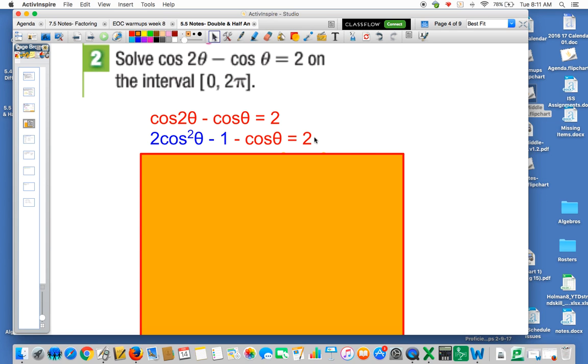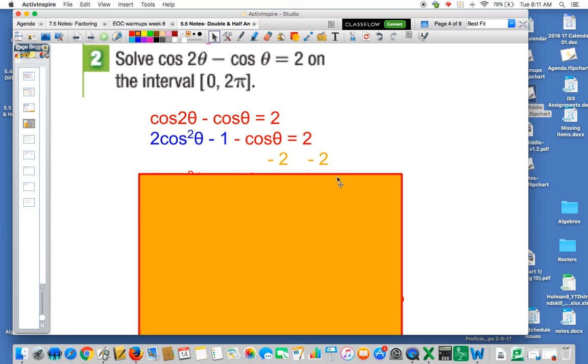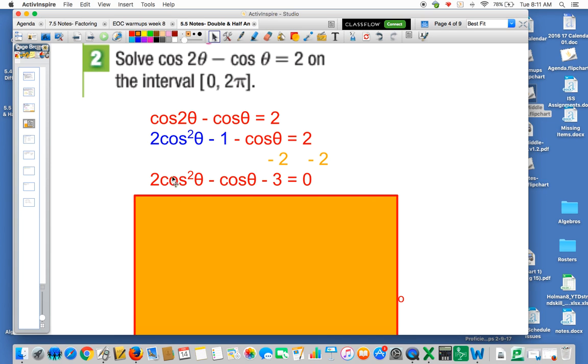Since I have cosine squared, a cosine, and a 2, I'm going to get everything on the same side. So I'm going to minus the 2. I'm going to combine like terms and just kind of reorder everything. So 2 cosine squared minus the cosine. Negative 1 minus 2 is negative 3. And I'm going to start solving.